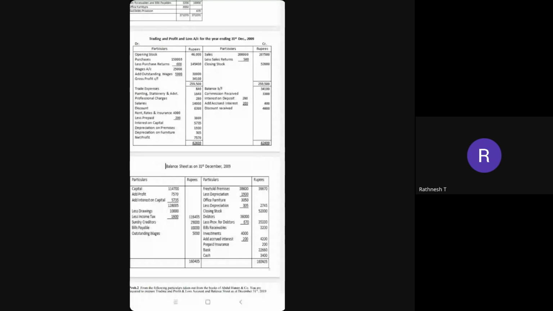Cash balance and bank balance you have to write. Now you have to make the total of liabilities and assets of your balance sheet. It should tally. You have to get the same amount. Otherwise, it will be wrong. Okay.